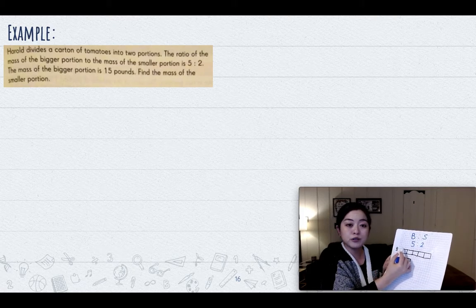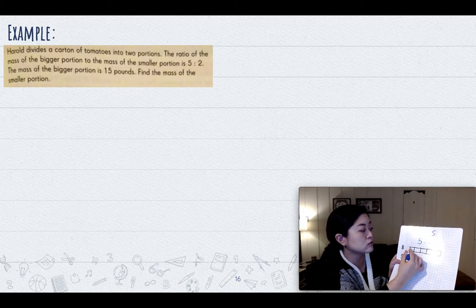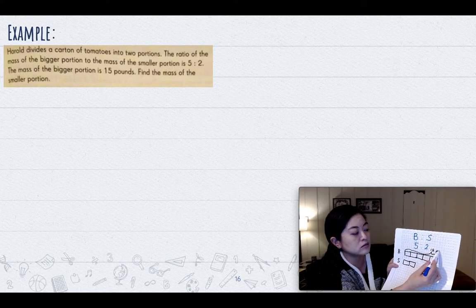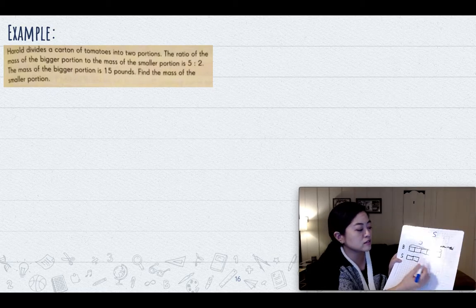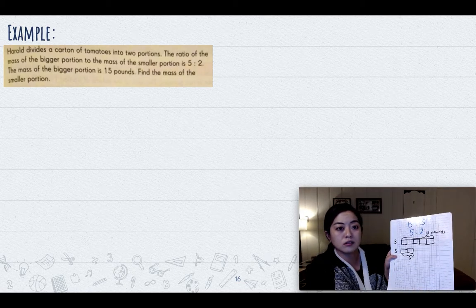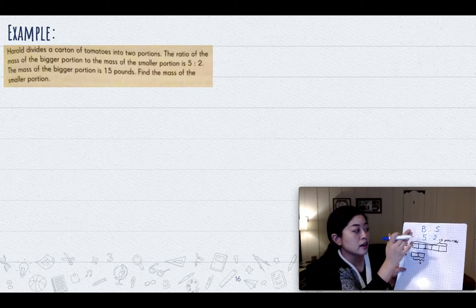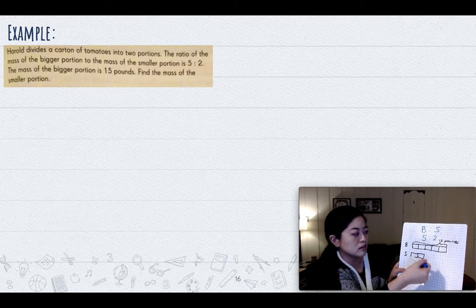And with the bigger group, the mass of the bigger portion is 15 pounds. So this here weighs 15 pounds. And then it says, find the mass of the smaller portion here. Oh, I don't know this. So in here, we're given a ratio, but we want to try to find one of the terms, the smaller portion here.